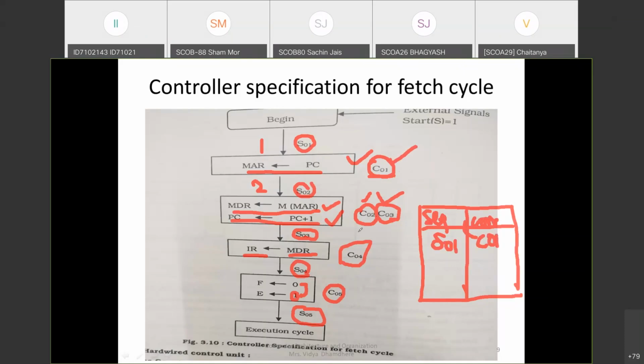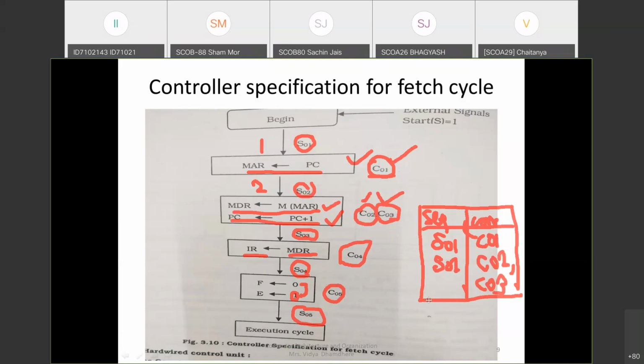Now sequence number 2, two steps are involved. That is S02. Two steps are there. First, the memory address register content will be moved to the memory data register. That is the first counter that is going to be set, that is C02. And second, after that the program counter content will be incremented by 1. That's how I am setting the counter value. Next counter, that is C03. Like this we are setting two counters.